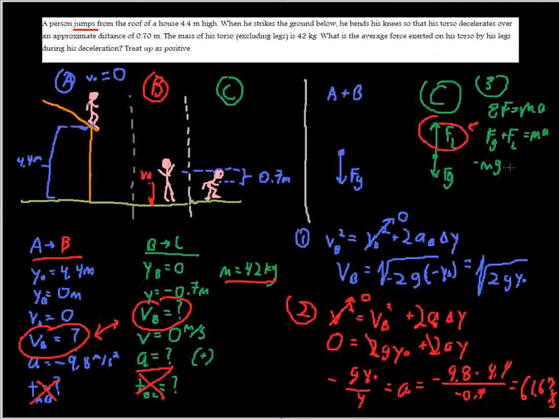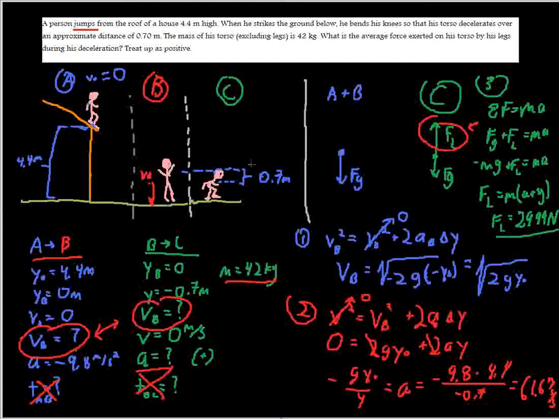So I have minus mg here, plus the force of the legs, equals m times a. And we solve for the force of the legs, move mg over to the other side, and I now have m times a plus g. And if I plug in and solve, I get 61.6 plus 9.8 times 42, and we come out with approximately 2,999 newtons. So there's my answer.